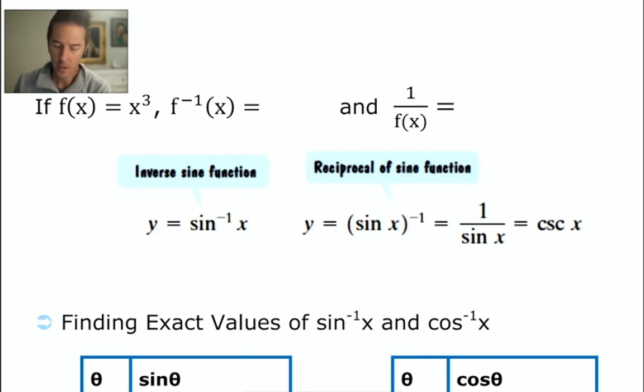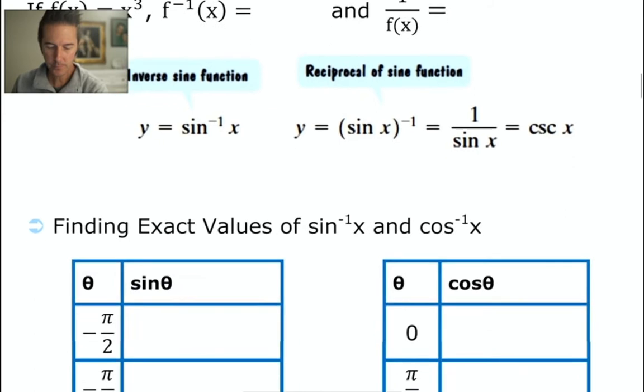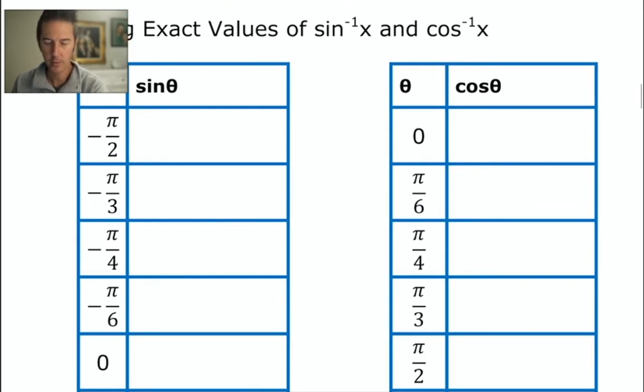Now, if you really wanted to apply the traditional exponent of negative 1, you would have to wrap the sine function in parentheses and put the exponent of negative 1 on the outside. That would cause you to take the reciprocal of the function, not the inverse. And the reciprocal of sine, of course, is 1 over sine, which we call cosecant. So there's notation for you.